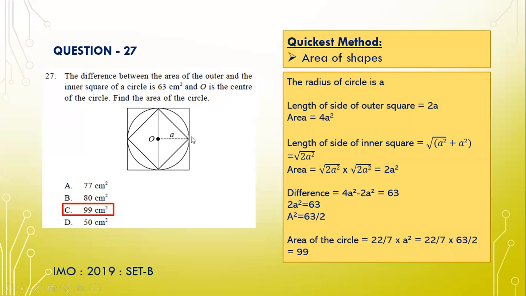So area of the circle. What is the area of the circle? Pi r square, where r is equal to a. Radius is equal to a. So pi a square. Pi is 22 upon 7. And what is a square? A square is 63 upon 2. So pi into 63 upon 2, which will be 2 elevens are 22, and 7 nines are 63, and 11 nines are 99. So area will be 99 centimeters square. A very good question. So practice, practice, and practice.